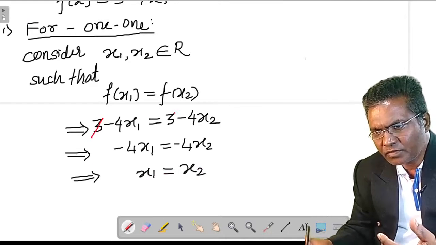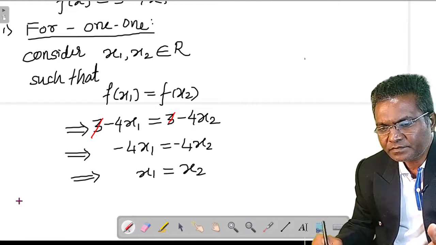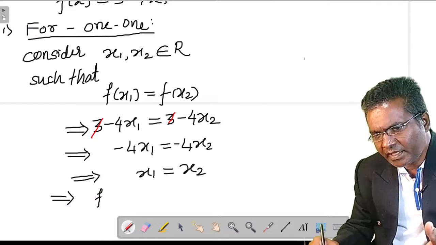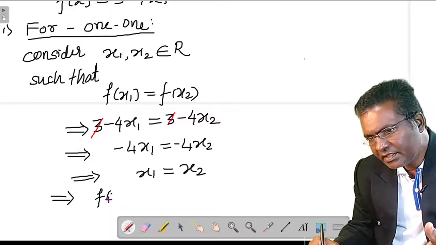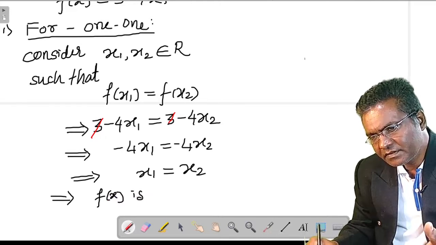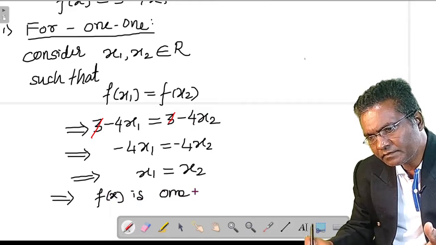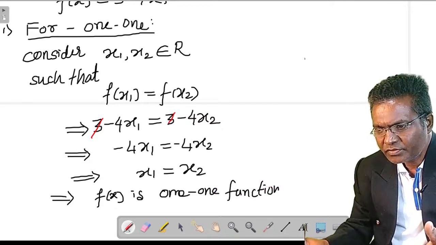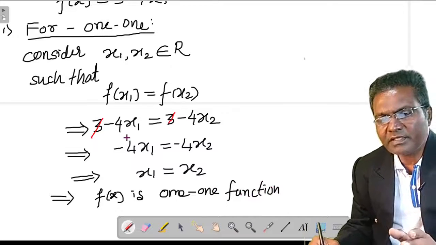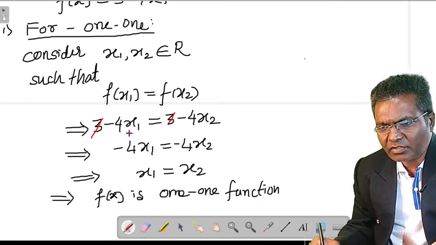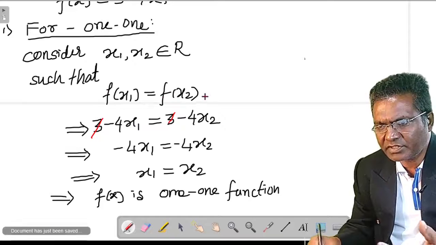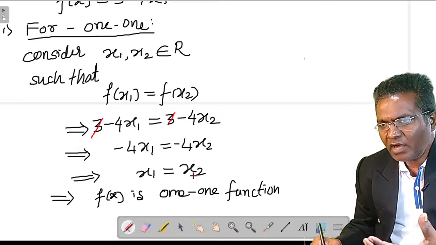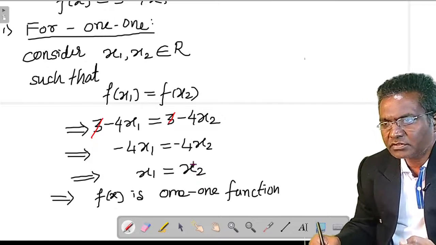So according to the definition, this implies that the given f is a one-one function. This is how to prove whether a given function is one-one or not. Consider f of x1 equal to f of x2, and you have to show that x1 is equal to x2. Now we have to check whether it is onto or not.